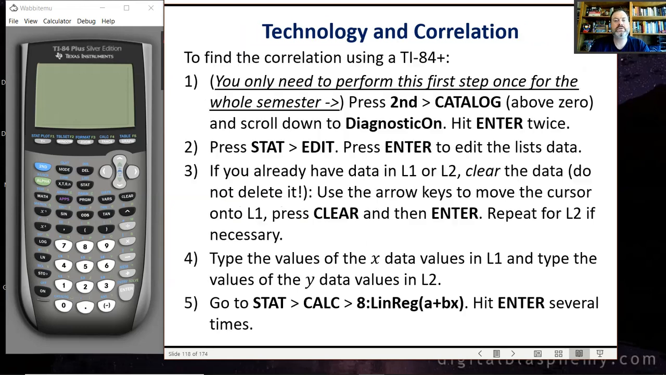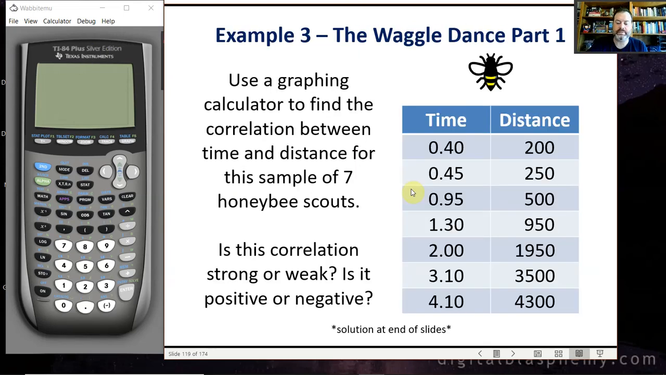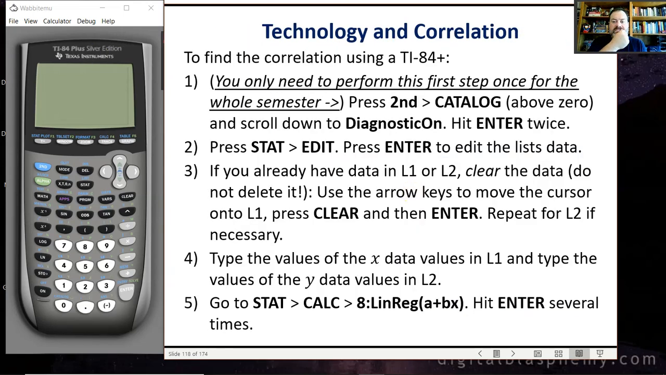All right. So let's talk about how to use technology for a TI-84. So I'm just going to read through this, and then I'm going to go ahead and do the next example. So if you have the PowerPoints printed out, you can look ahead when I'm doing it. I'm just going to flip back and forth while I enter the data.